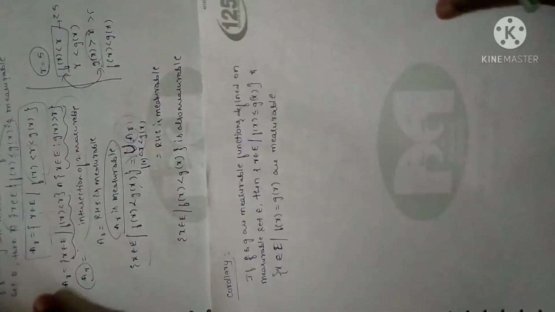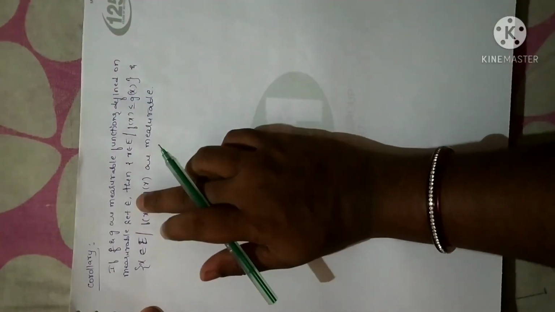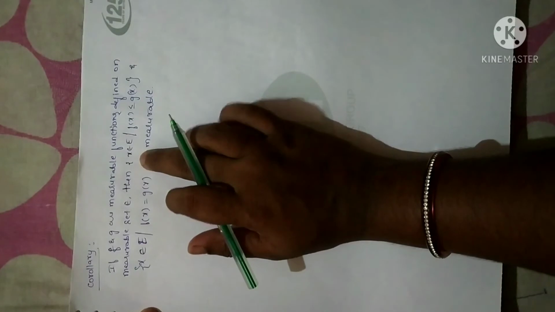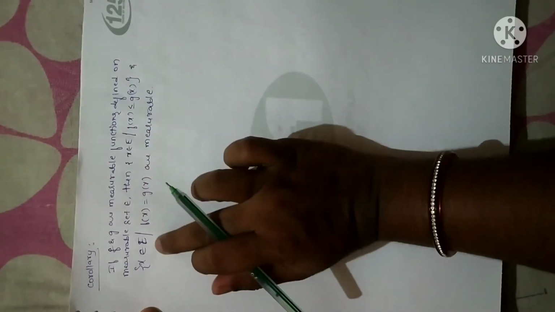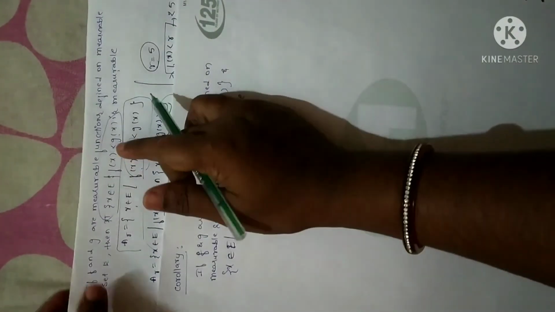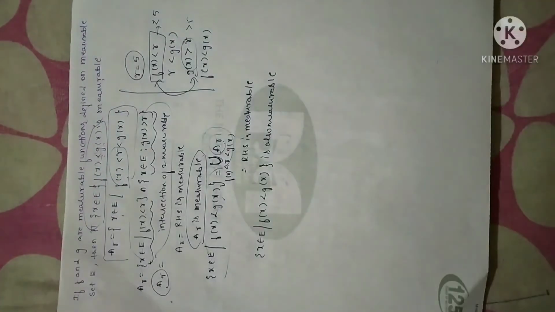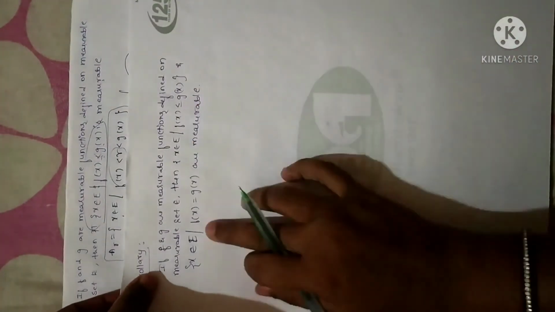Now based on this theorem, I am going to prove the corollary of the same theorem. Here is the statement of the corollary. It says that if f and g are measurable functions defined on a measurable set E, then I have to prove that x belongs to E with f of x less than or equal to g of x, and also x belongs to E with f of x equal to g of x, are measurable. In the previous theorem I proved it for less than, and before that I proved the same for greater than, right? Now I am going to prove the corollary, which says that when you have less than or equal to and equal to, the statement holds good. This is what the corollary is.